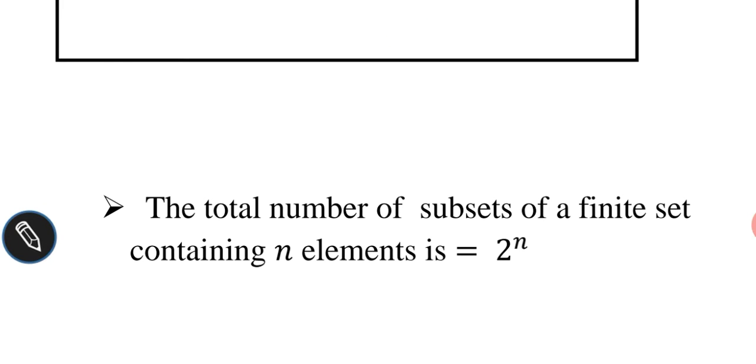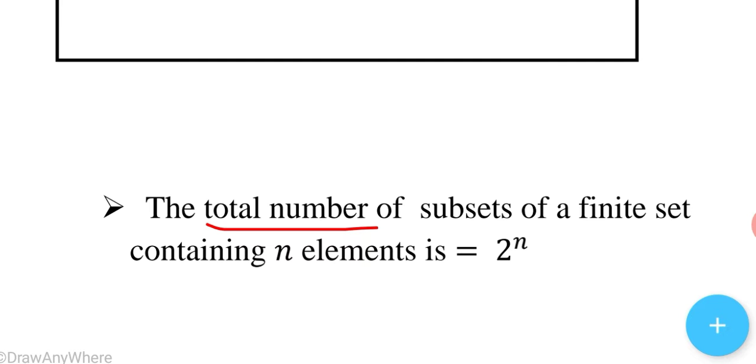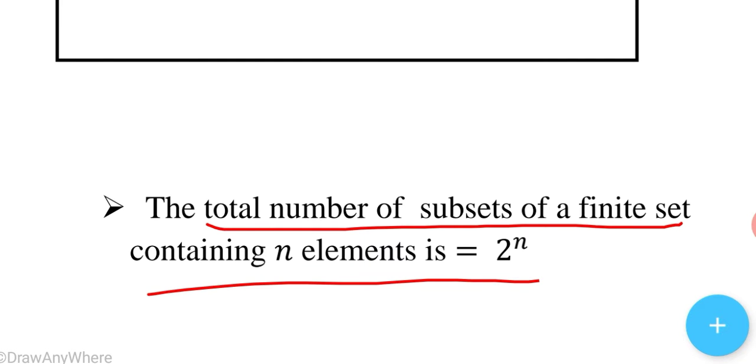The total number of subsets of a finite set containing n elements is 2 power n. This is very important.